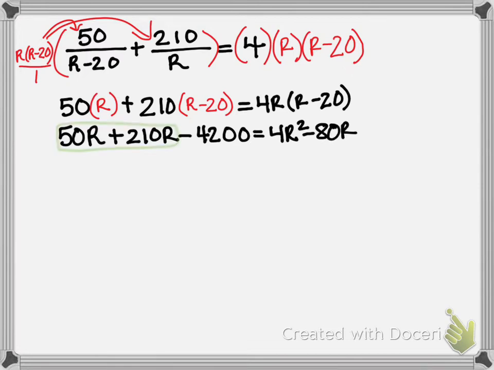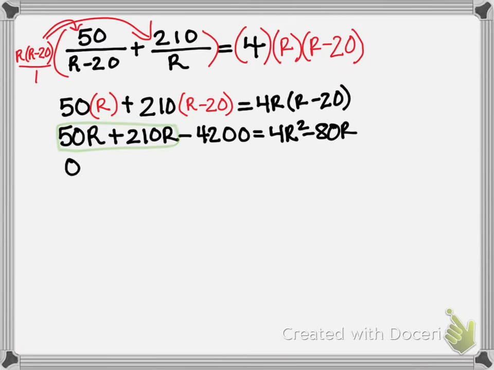On the left-hand side, I will combine like terms. 50r plus 210r is going to be 260r. But then I'm going to jump right to the next step where I get the whole equation set equal to 0. So if you think this goes too quickly for you, you can pause and do your own work to get it set equal to 0 and then come back and just see that we have matching equations.